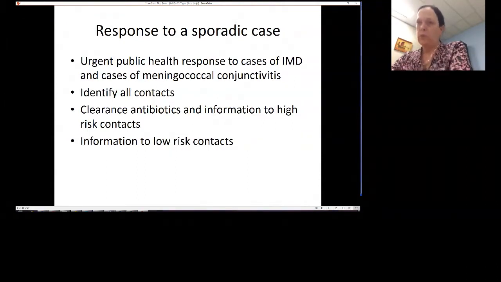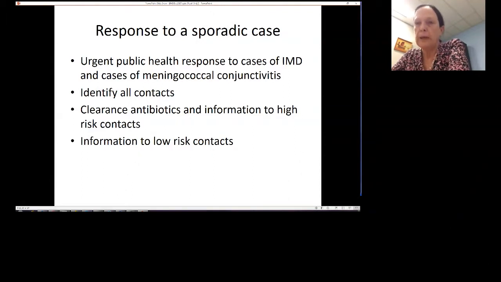Okay, so now we move on to the response to a sporadic case of meningococcal disease. And of course, this is all drawn from the National Guidelines for Public Health Units, the Invasive Meningococcal Disease Series of National Guidelines from CDNA, and I'm sure that you're all familiar with those. So a sporadic case is a case that just arises in a community without any other cases that the case was exposed to.